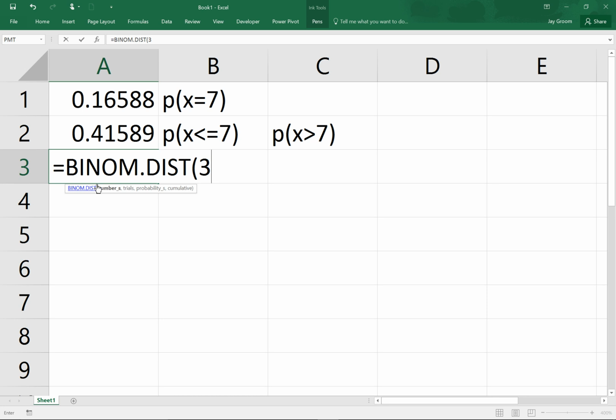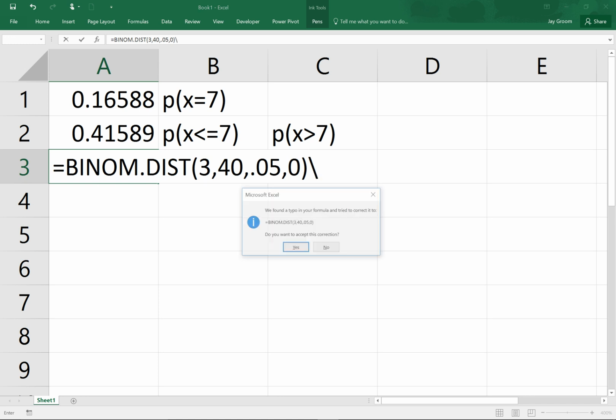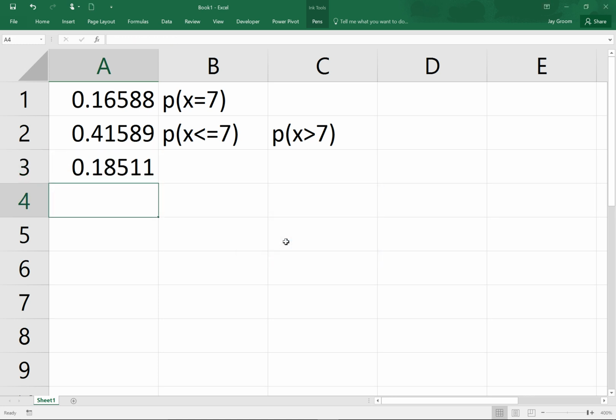Okay? So it's 3, comma, we played the game 40 times, and the probability of success is 0.05. And if I just put in a 0, this is the exact probability that I get exactly 3 defective resistors out of 40. Okay? Exactly 3. About an 18% chance that this happens, yes? Which is not a horrible chance of happening.